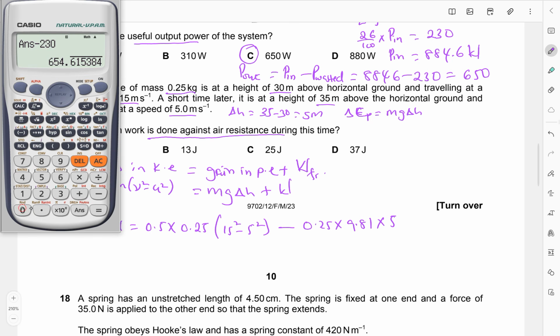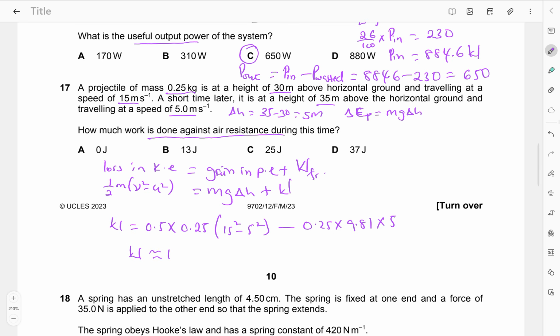So let's check. 0.5 times 0.25 times, open brackets, 15 squared minus 5 squared, then I subtract, open brackets, 0.25 times 9.81 times 5. That gives us 12.7375, which is approximately 13. So the work done is approximately 13 joules. So the answer is going to be B.